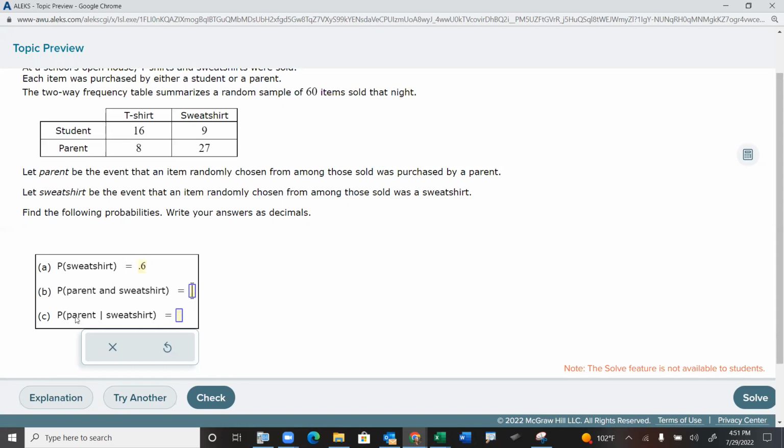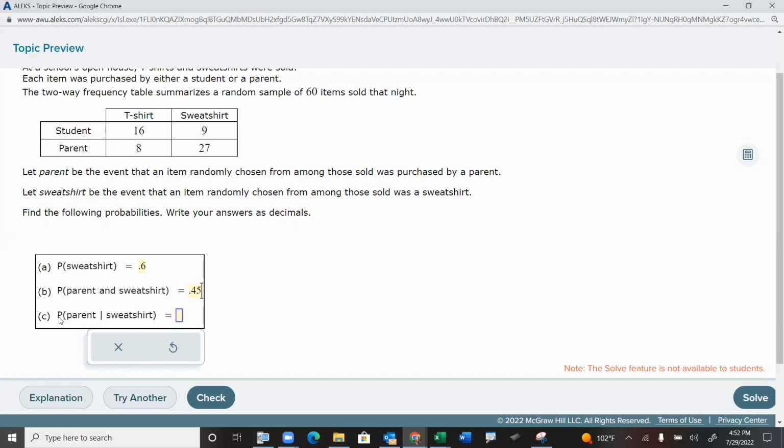All right, probability that out of all these things, a parent and sweatshirt are chosen. In other words, a parent who bought a sweatshirt. Well, there are 27 parents that bought sweatshirts out of 60. So that's going to be a 45% chance you pick that person. Or in other words, 45% of the people were parents that bought sweatshirts.